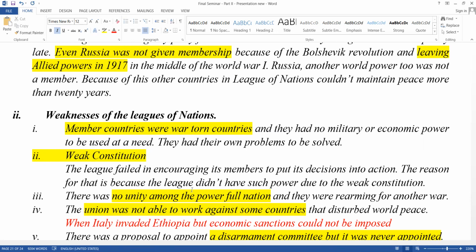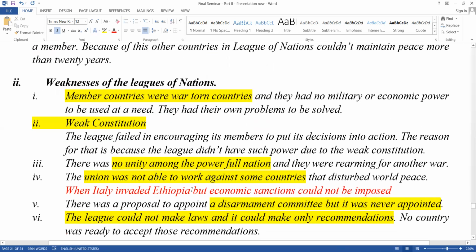Mussolini of Italy invaded Ethiopia. When he invaded such a poor country, Ethiopia, economic sanctions were imposed on Italy, but Mussolini did not care. And there was no disarmament committee. So what is a disarmament committee? If something happened in another country, there must be an army to go and attack and solve the problem. But in the League of Nations, no such thing.